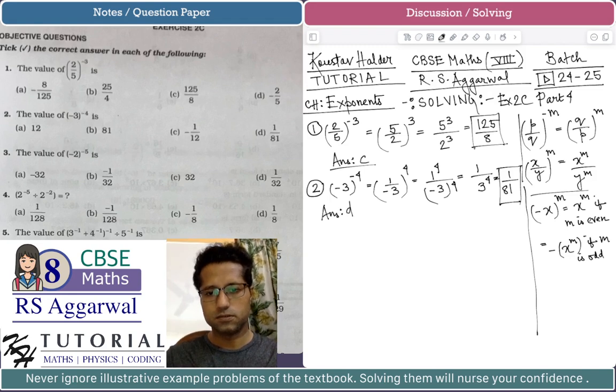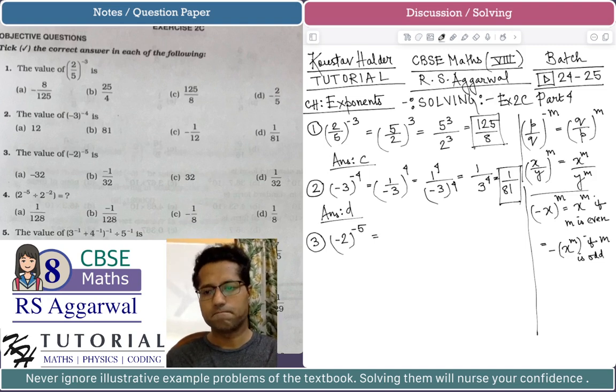Correct choice is D. Let's do problem number 3. We have to find the value of minus 2 raised to the power minus 5. Now whenever you see a negative integer as the power, you know that it will be the reciprocal of the base raised to the same power, but ignoring the negative sign.